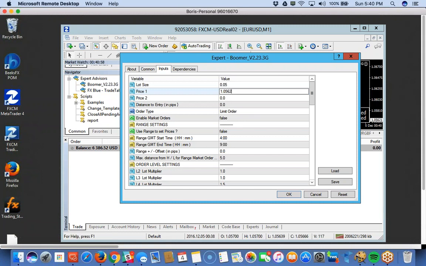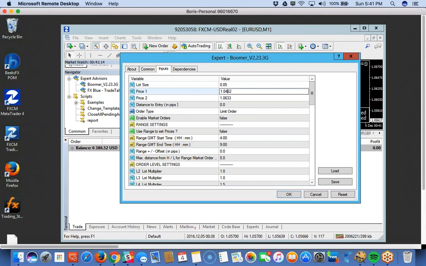1.0562. That would be our buy zone, and our 1.0633 would be our sell zone. This would be our numbers. But because I really don't want this thing to be triggering, I'm actually going to make this 1.0462. I'm just going to go 100 points lower.